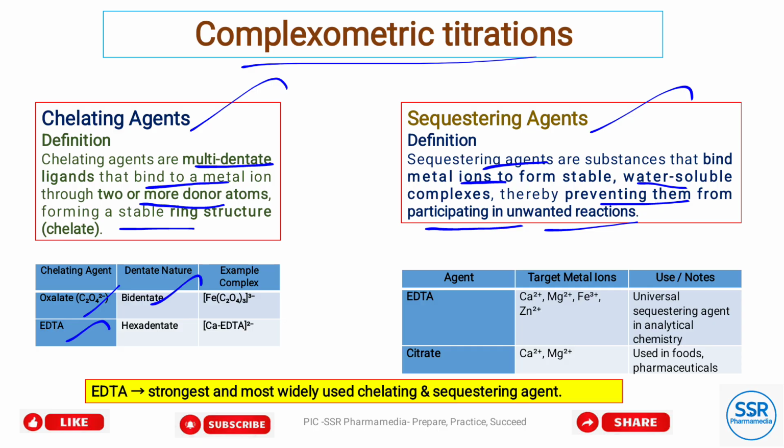Examples of chelating agents: oxalate, EDTA. Oxalate is an example of a bidentate ligand, and EDTA is a hexadentate ligand. Sequestering agent examples also include EDTA. It forms complexes with calcium, magnesium, ferric and zinc ions. And citrate is a type of sequestering agent. It forms complexes with calcium and magnesium metals. EDTA is most preferably used. It is the strongest and most widely used chelating and sequestering agent.